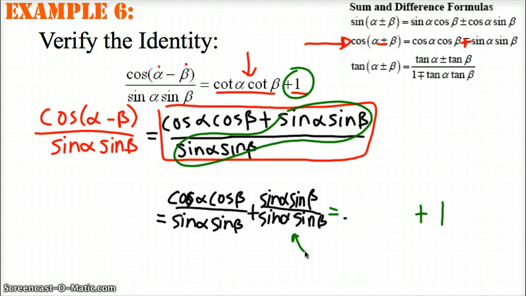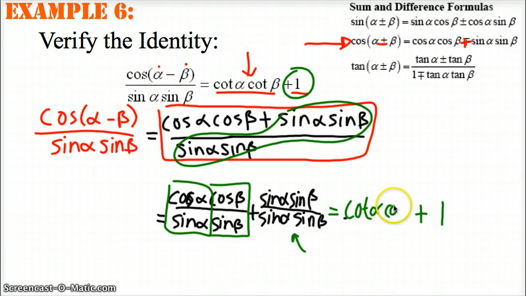Now the left side, let's see, is that equal to cotangent of alpha over cotangent times cotangent of beta? If you look at your identity sheet, this right here is cotangent of alpha, this right here is cotangent of beta. So I've arrived at my goal. Cotangent alpha, cotangent beta, plus 1.